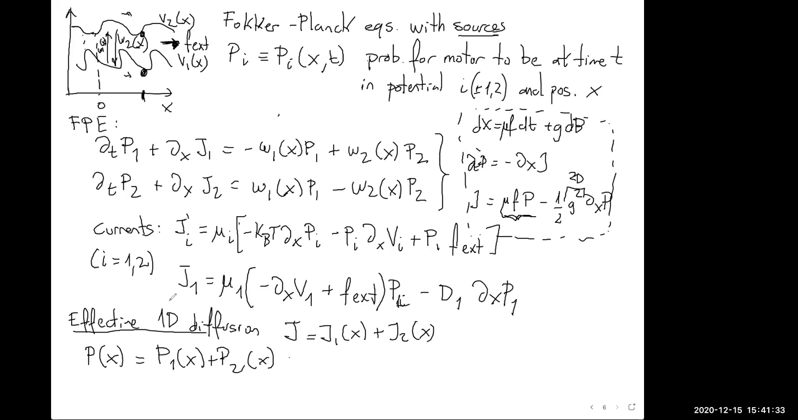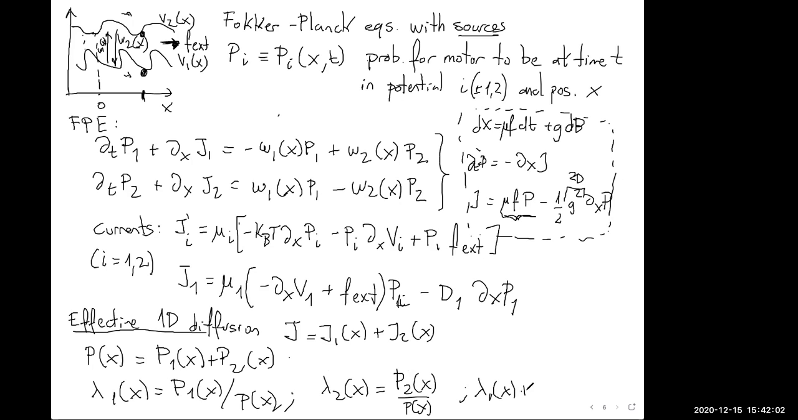This motivates me to define these coefficients. Lambda 1 will be the fraction of times I'm in state 1 divided by P of x, and lambda 2 of x will be the fraction of time I'm in state 2, divided by P of x. So you see that this plus this equals 1, because P1 plus P2 is P. So we see that lambda 1 of x plus lambda 2 of x equals 1. This is an important point.